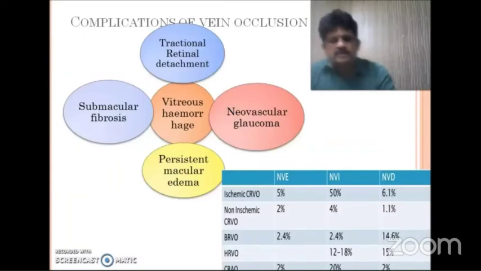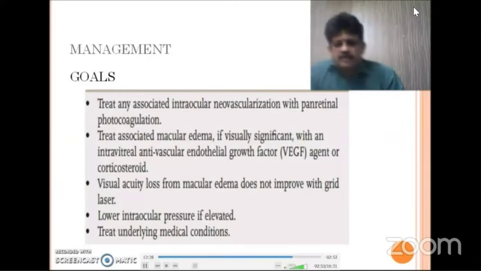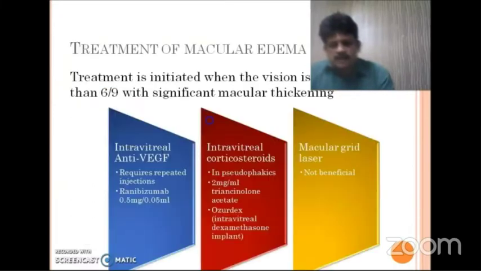Complications of vein occlusions are vitreous hemorrhage, traction detachment, neovascular glaucoma, submacular fibrosis, and persistent macular edema. Treatment goals: treat associated intraocular neovascularization, and treat macular edema either by anti-VEGF or corticosteroids. It's known that visual acuity in macular edema does not improve with grid laser in case of CRVO, but helps in case of branch vein occlusion. In case of neovascular glaucoma or primary open-angle glaucoma, reduce intraocular pressure and treat the underlying conditions.